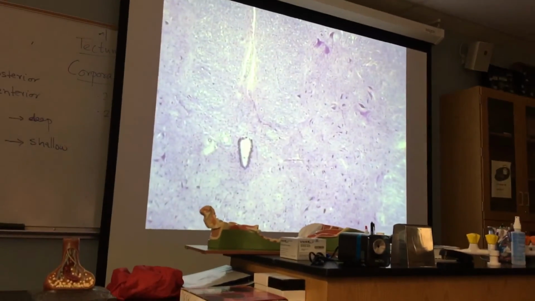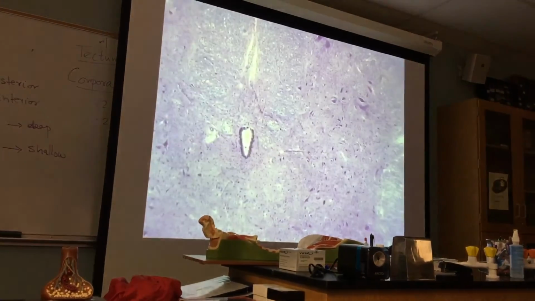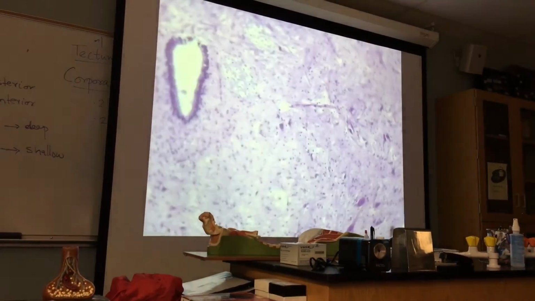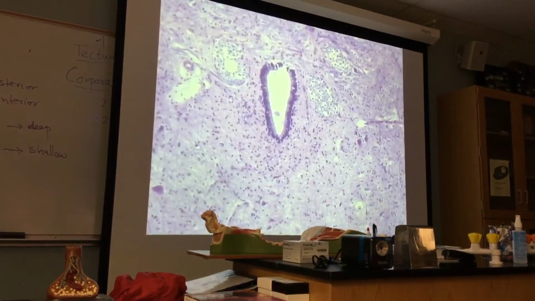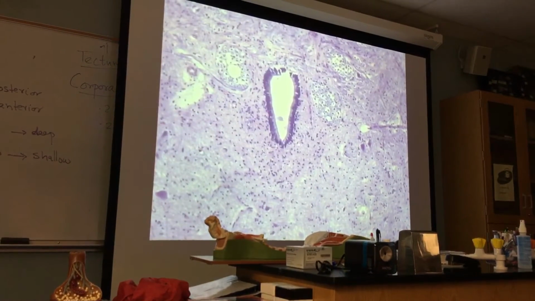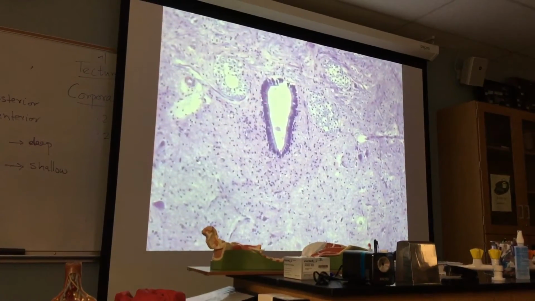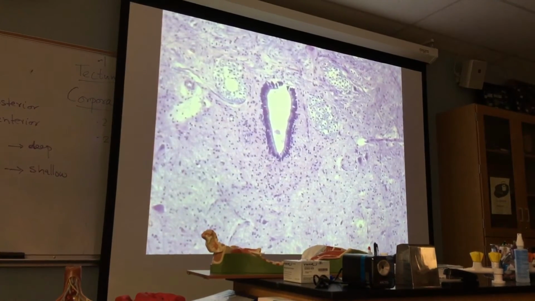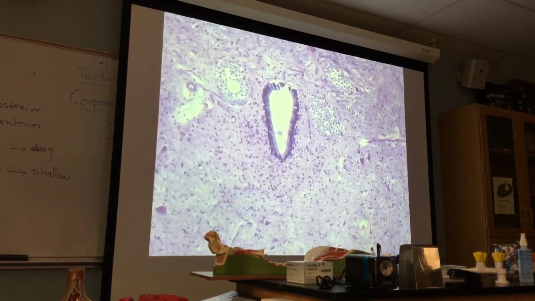If you focus on this, I promised you that I would show you the ependymal cells, and I'm going to do that right now. These cells are ependymal cells here. They're epithelial cells, but these are neuroglial cells. They secrete and circulate CSF, cerebrospinal fluid.